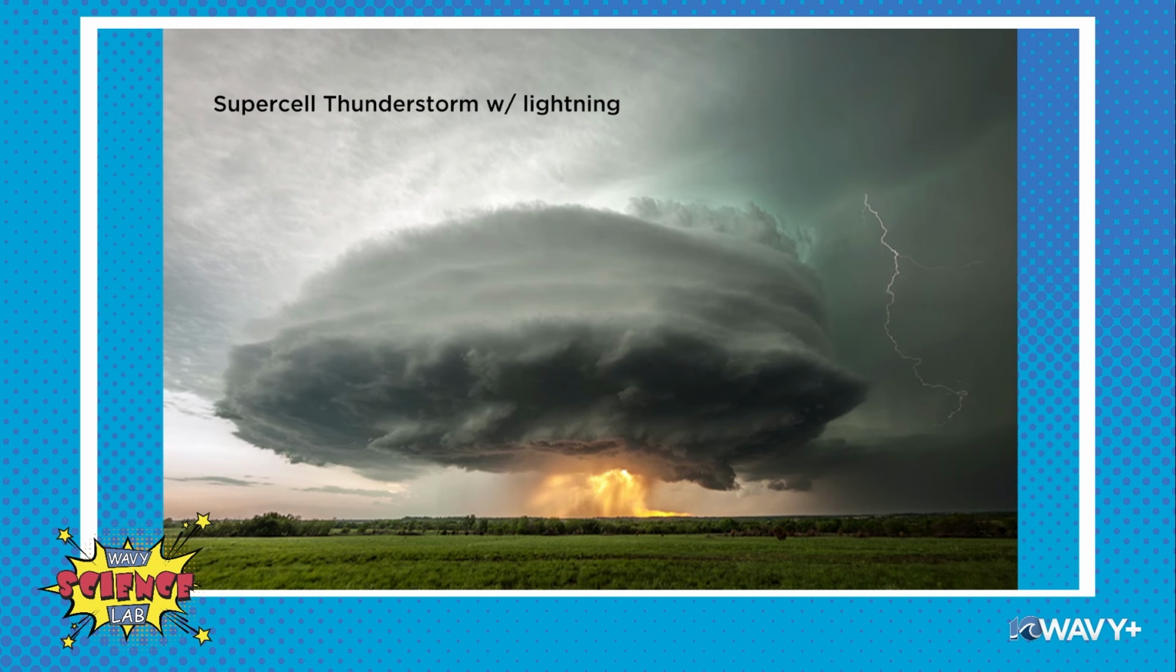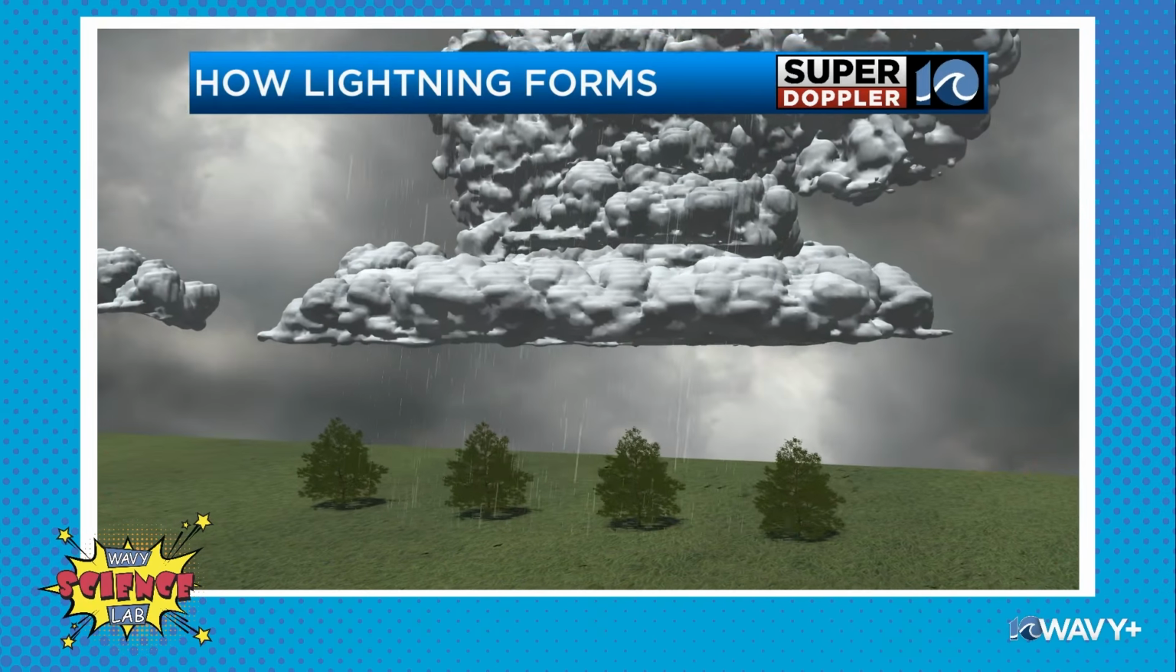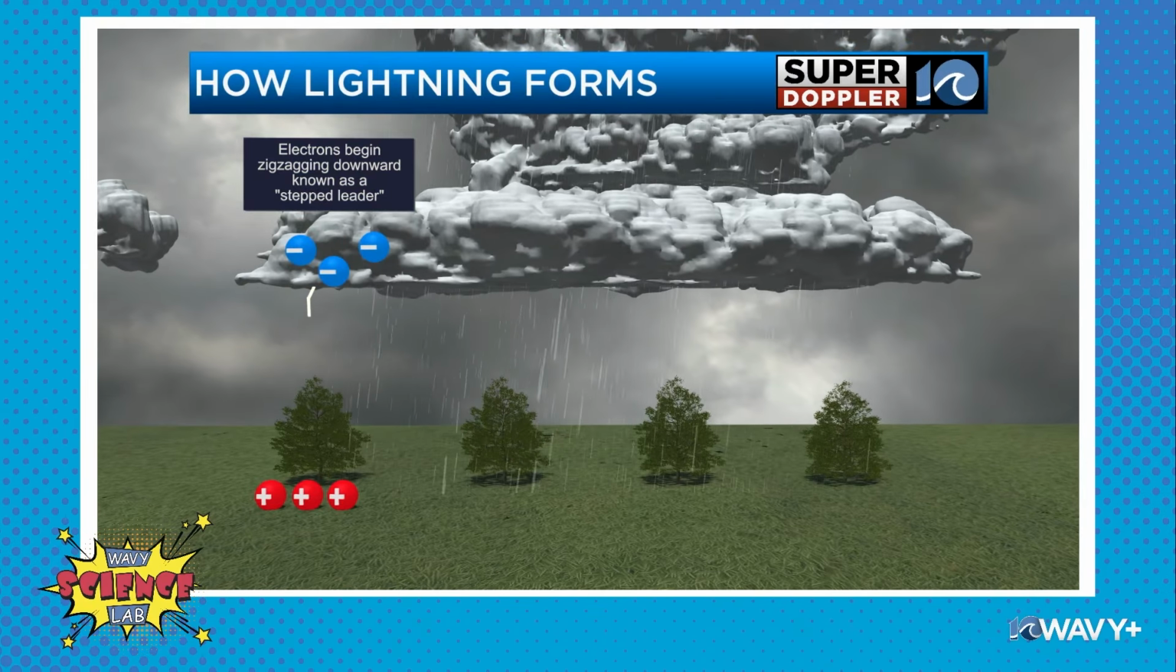So this is a supercell thunderstorm, a storm with a rotating updraft, and so that storm literally spins. And if it spins right and you focus that energy, you can get a tornado to form. I don't know if that happened in this storm or not, but this is a supercell thunderstorm with lightning, and lightning looks like it went from cloud to cloud in this case. So you can get lightning to do all kinds of different behaviors, but this is how it forms.